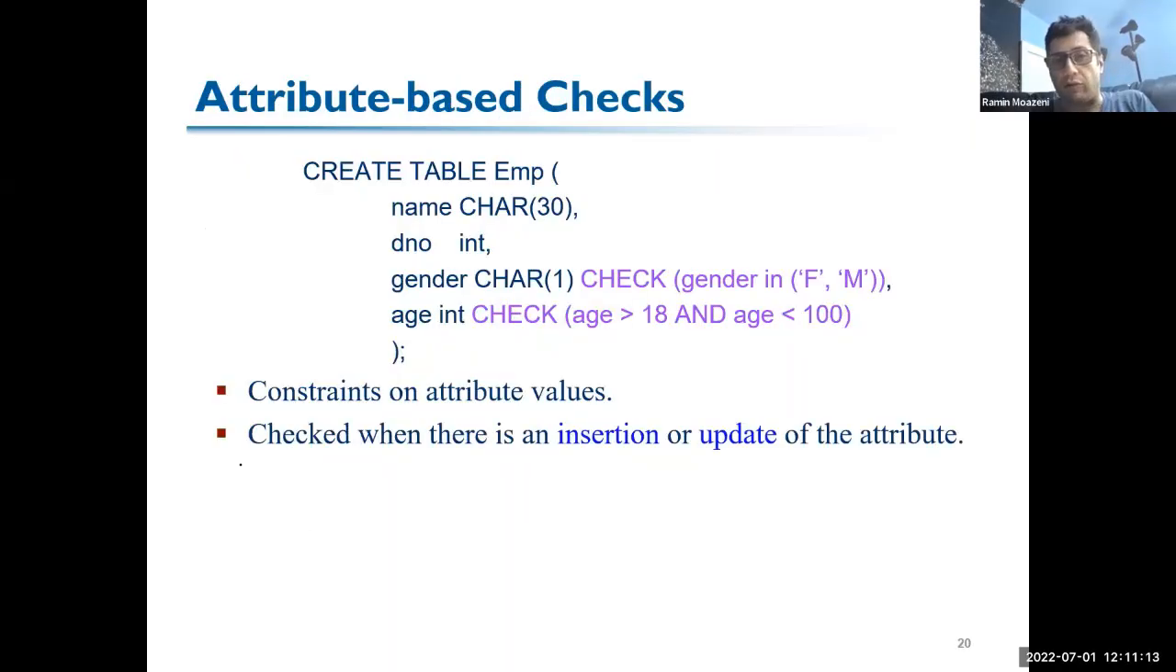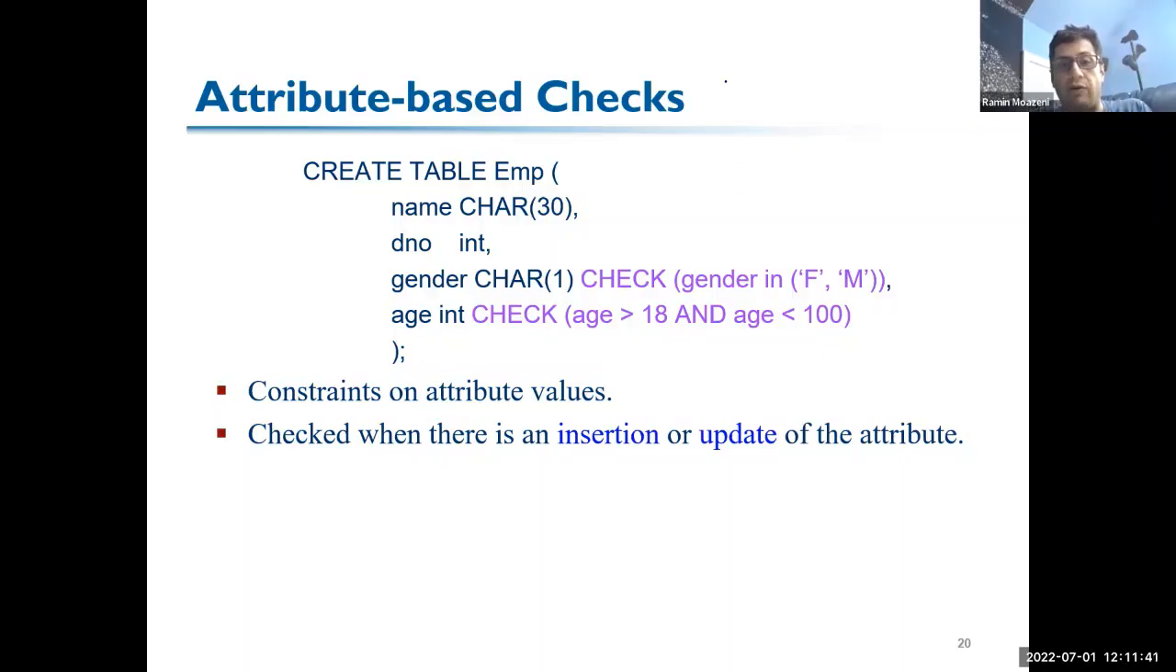Attribute-based checks, we've talked about that. If, let's say, for example, the requirement says gender must be female or male, or age has to be between 18 and 100, you need to make sure that you have attribute-based checks. So here you go, gender char 1, check gender, let's say, for example, in this case being F or M or other, whatever constraint you have, whatever requirement you have.